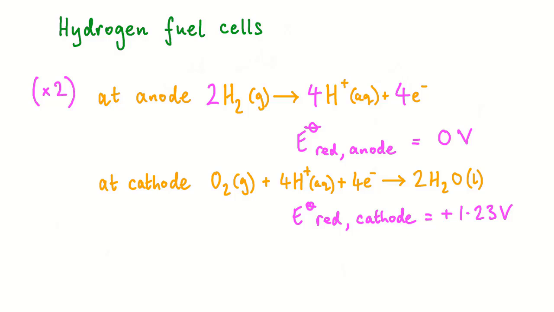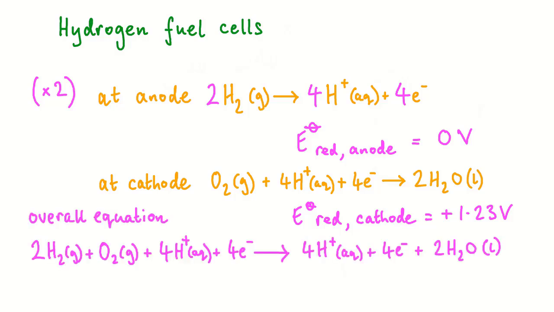We can balance the electron transfer in each half equation by multiplying the top equation by 2. The overall equation for the reaction occurring inside the fuel cell is then obtained by adding the two half equations together.